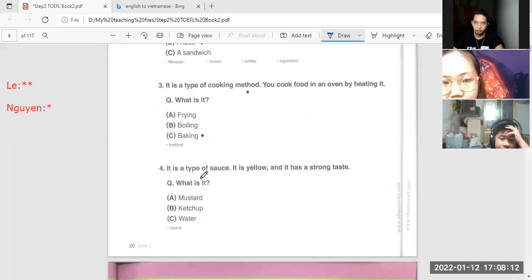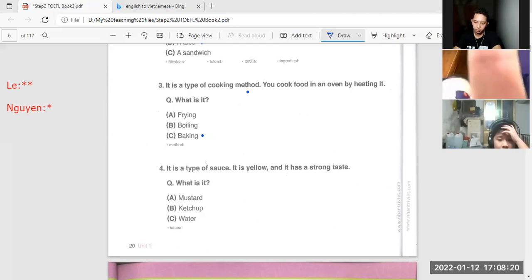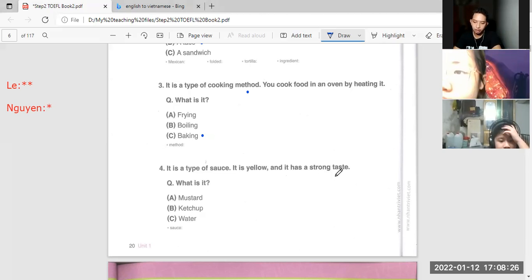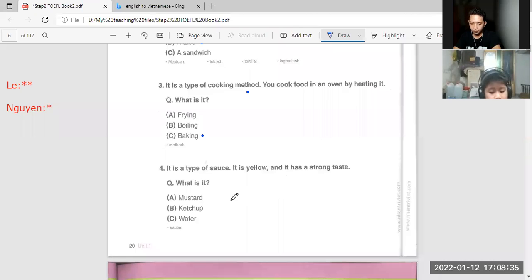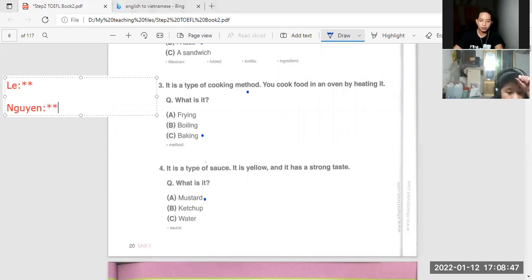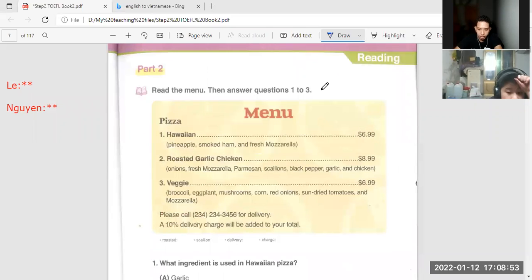Number four. It is a type of sauce. It is yellow and it has a strong taste. What is it? It's mustard. Okay, perfect. So it is mustard. One star for Nguyen. Now, Lei, turn on your camera.